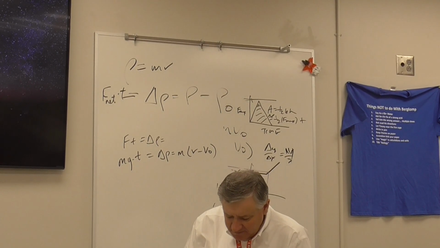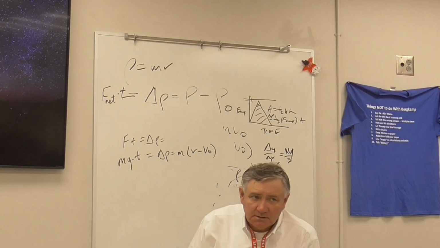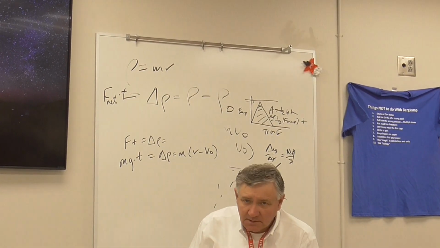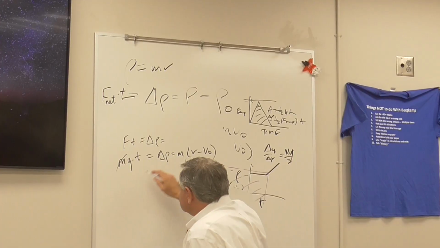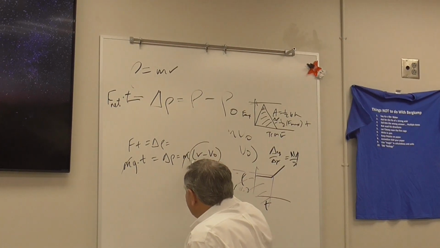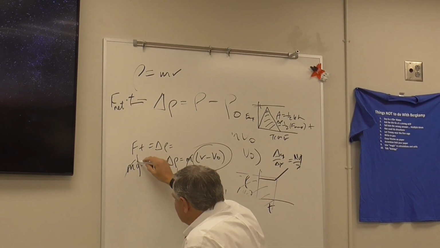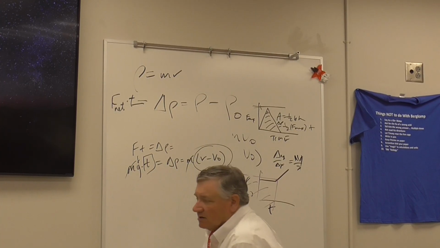So do you know why they didn't give you the mass? It doesn't matter. It cancels out. So you've got V and V naught, you know what g is, solve for time.